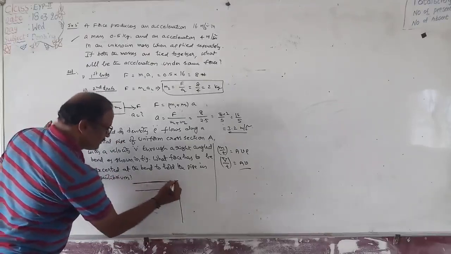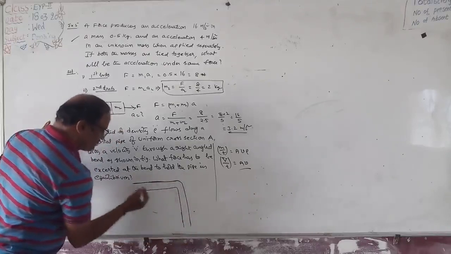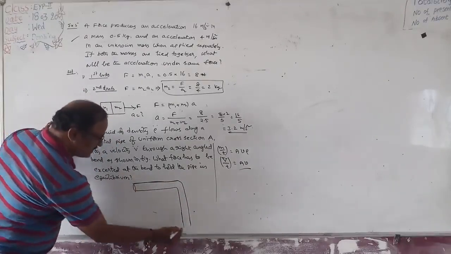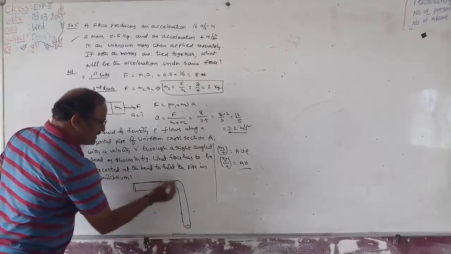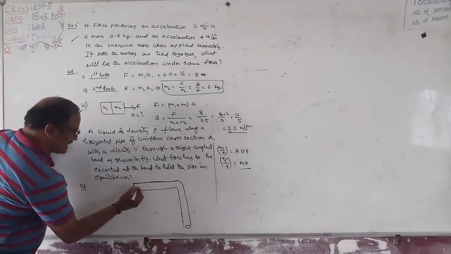It is a pipe. Let the pipe be bending at right angles at this point. The area of cross section of the pipe throughout is the same, capital A. The liquid is entering into the pipe.